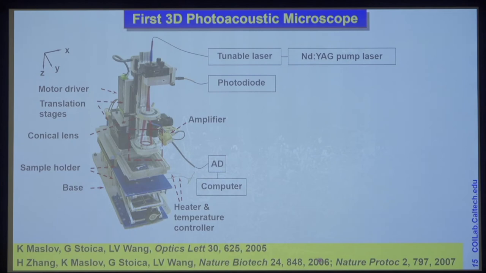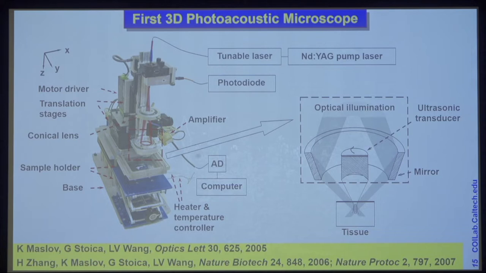So let me scale to the microscopic world using our technique. This photograph shows the first 3D photoacoustic microscope, which was built by our lab. And this is a close-up of the key component. We generate a donut beam focused into the tissue, and so the core was made dark to minimize surface interference. With a single laser shot, we could generate a 1D image. The ultrasound detection is confocal with light illumination to maximize the signal-to-noise ratio.